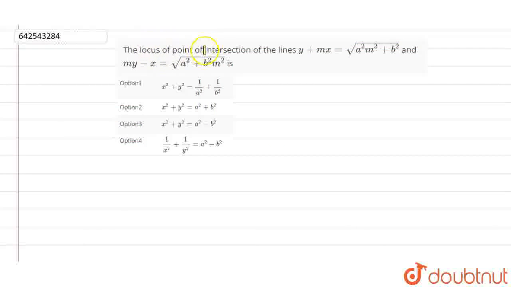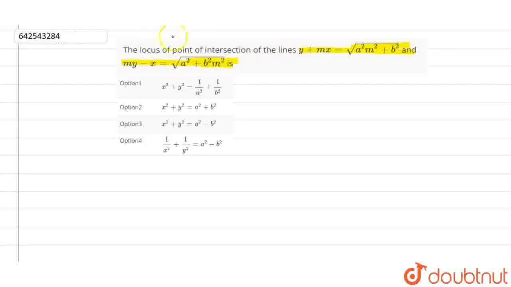Okay, so the given question here is to find the locus of the point of intersection of these lines. The first one is y plus mx equals under root of a square m square plus b square, and the next line is my minus x equals under root of a square plus b square m square. We have to find the locus of the intersection of these two lines.